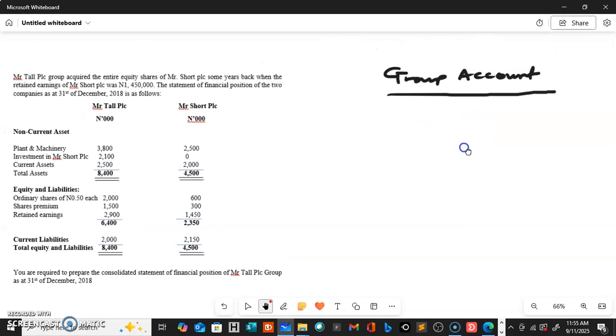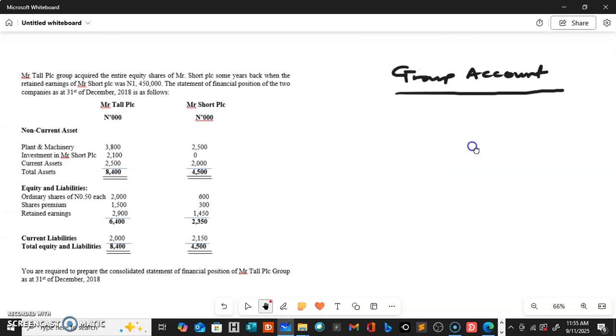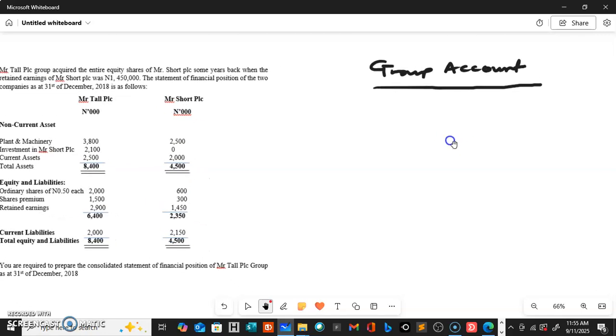So right here I have group account. We're going to be taking group account today, and I would like to take you through how to calculate the statement of financial position for a group.